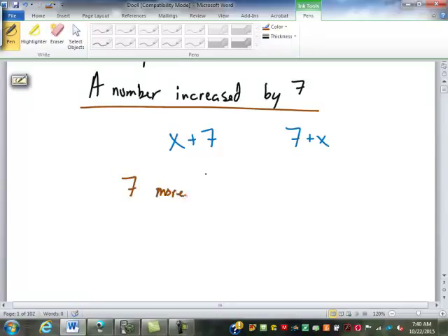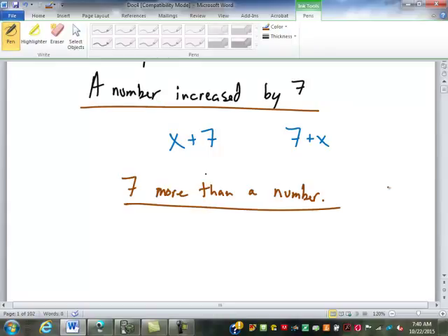Seven more than a number. It's phrased in the opposite order, but that still could be expressed x plus 7 or 7 plus x. And just as a note, whenever I say x from now on today, I do mean any letter. It could be n plus 7, y plus 7, b plus 7. I'm just going to say x for expediency. Other ways we can express x plus 7.